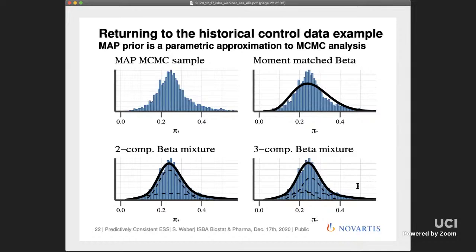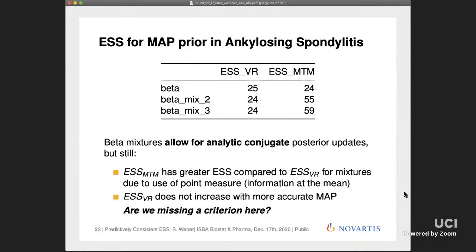So we want to know the ESS of these mixtures, basically. And if we now apply the so far introduced methods of variance ratio and the Morita method to the three possible priors, you see that for the variance ratio, you get relatively small numbers of like 24, 25. And for Morita, you get pretty large numbers, actually.